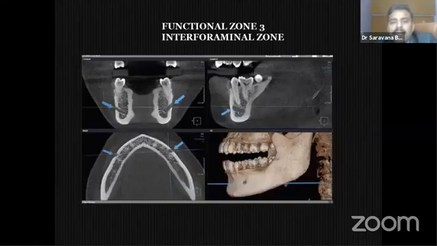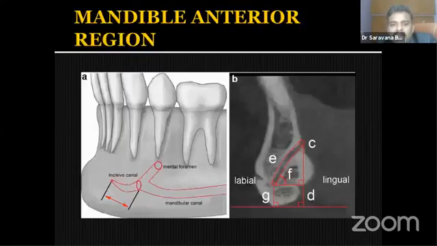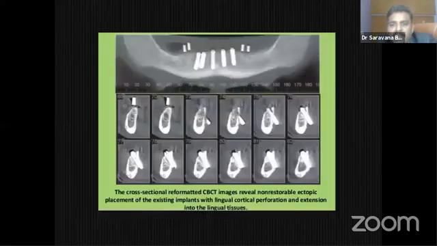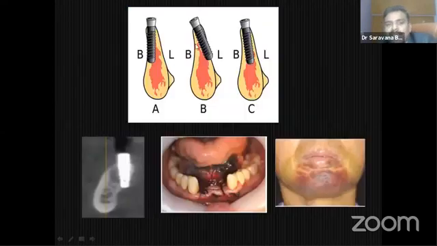In the mandibular anterior region, one thing we have to be very careful about is the morphology, which will be a little bit tricky. The density will be very dense bone. You should not boldly go ahead with the implant planning. For example, this is the morphology of the mandibular anterior region.